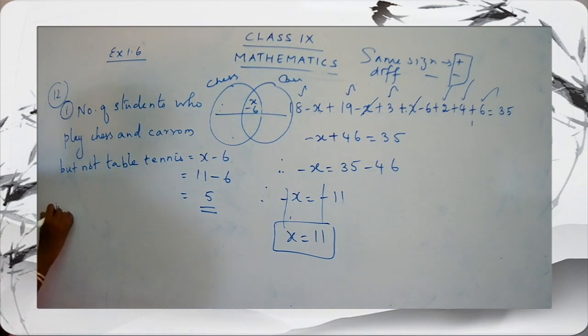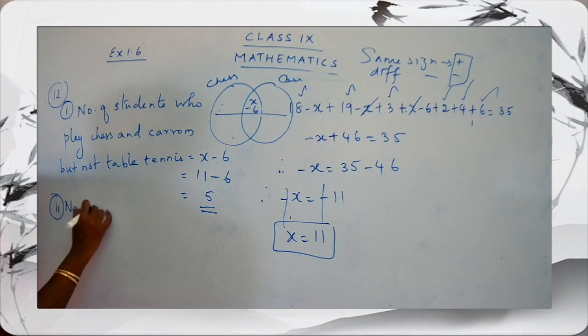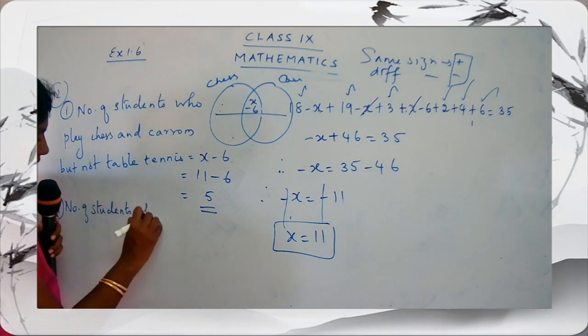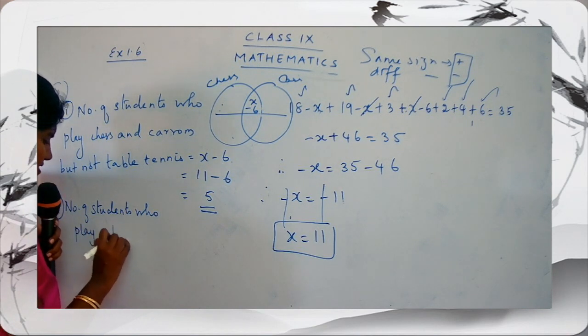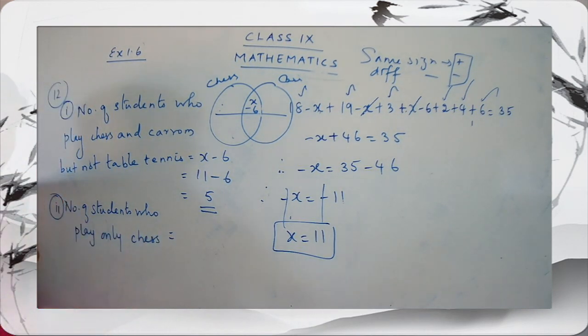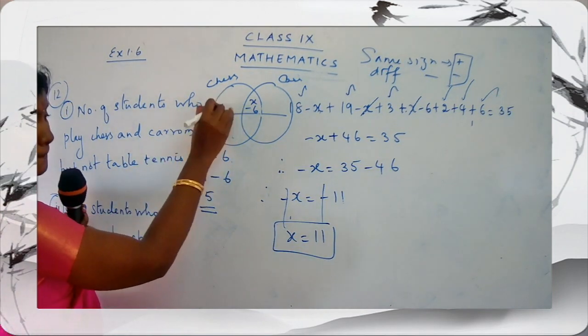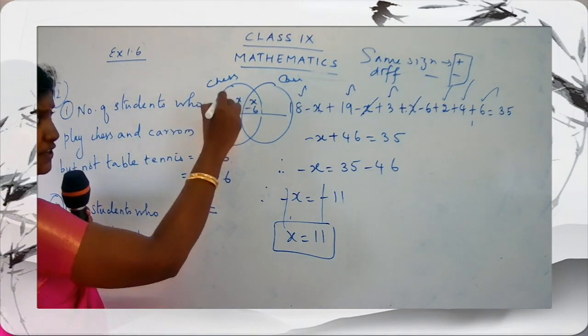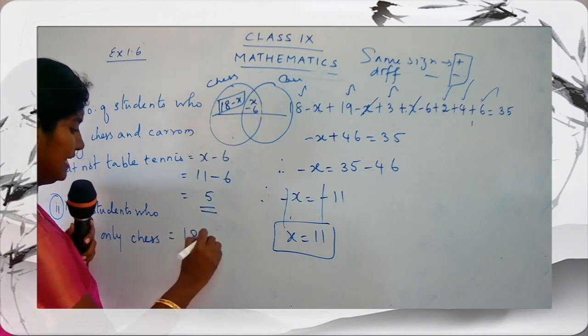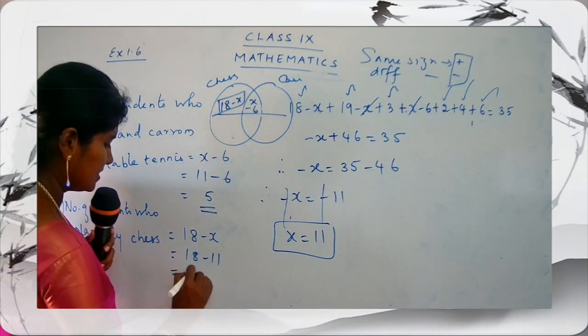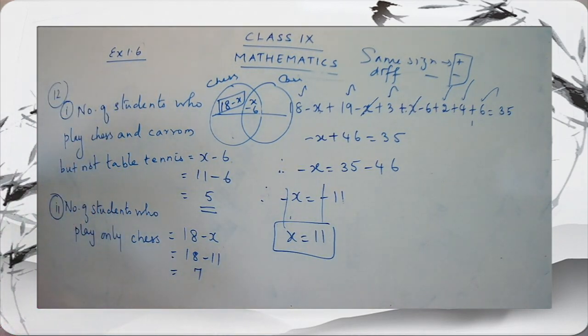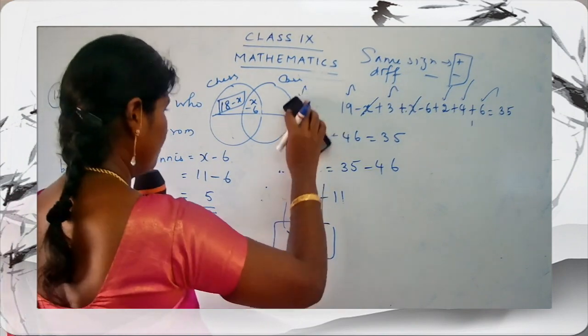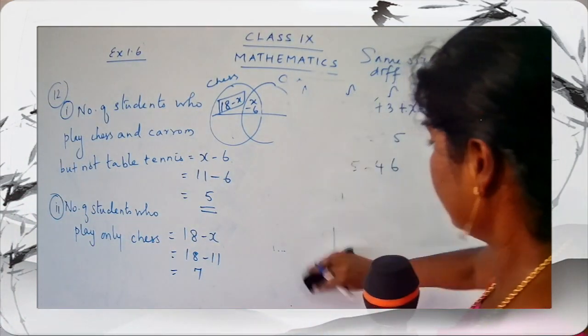Let's go for the second sub part. Only chess, write down. Number of students who play only chess. What is it? This part. What was the answer here? I think 18 minus x, children. Yes, we got the answer 18 minus x. So put here 18 minus x. 18 minus 11 is equal to 7. So number of students who play only chess, 18 minus x is equal to 18 minus 11 is equal to 7.